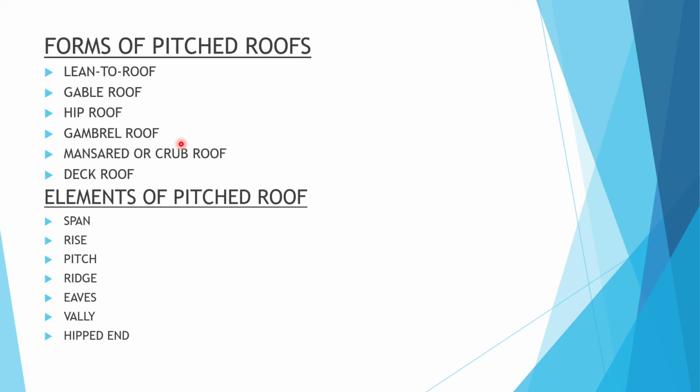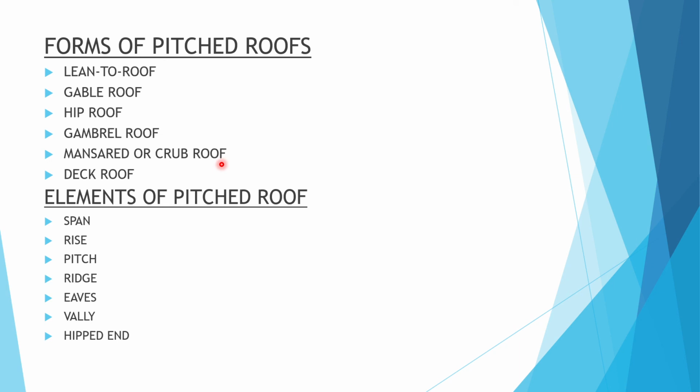Next, fifth, mansard or curb roof. Mansard roof, like a hip roof, slopes in four directions, but each slope has a break. These sloping ends are obtained.